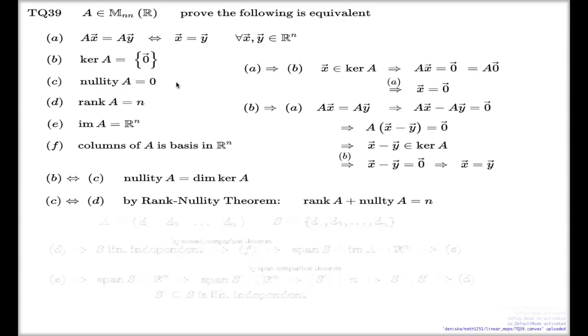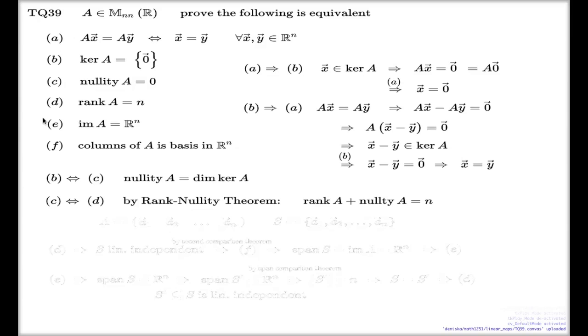So the connection between these two numbers is exactly the rank and nullity theorem, because if you sum them up, it should be n. So if one of them is 0, the other one should be n, and the other way around. If one of them is n, the first one should be 0.